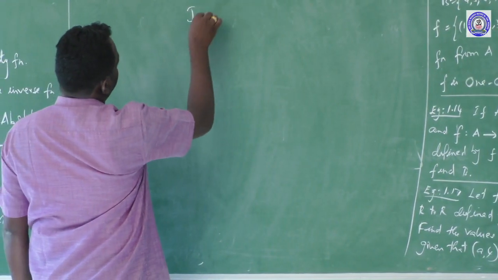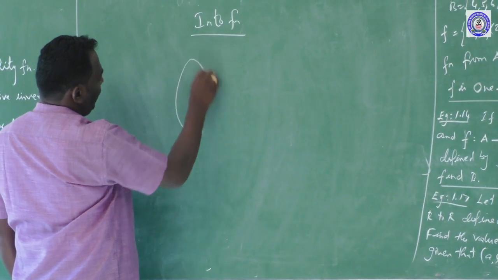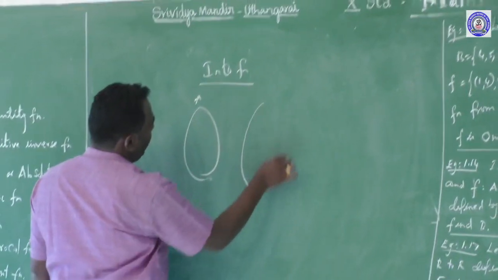Next we can see the injective function. Now let us consider the arrow diagram with set A and set B.